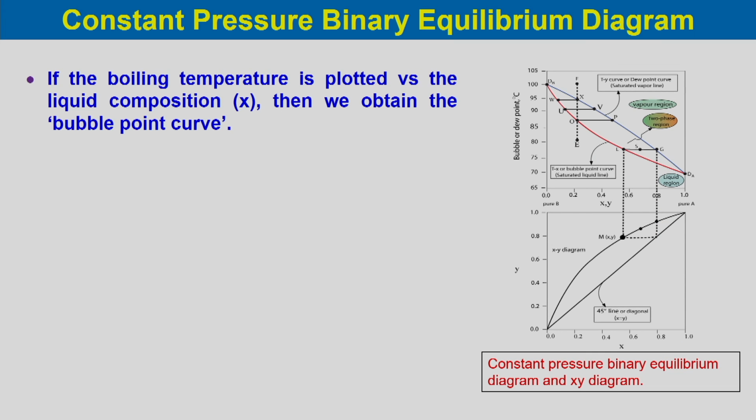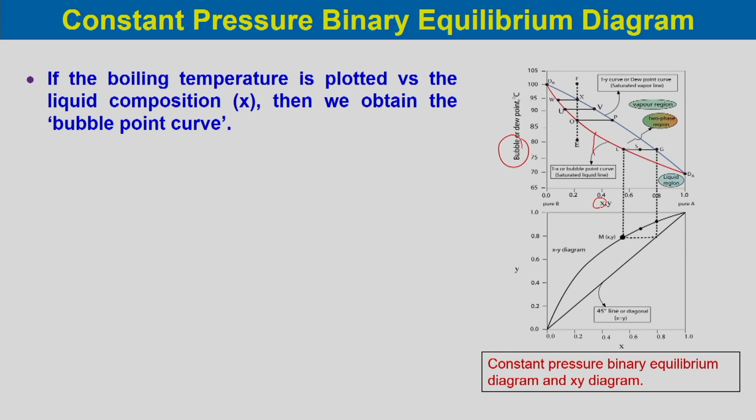So, first we will consider the constant pressure binary equilibrium diagram. If the boiling point temperature is plotted versus the liquid composition x, then we obtain the bubble point curve. So, in the top figure over here you can see, if we plot x versus bubble point, then we can obtain the bubble point curve.